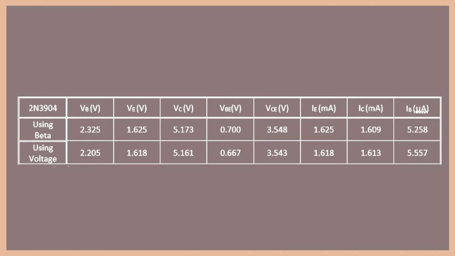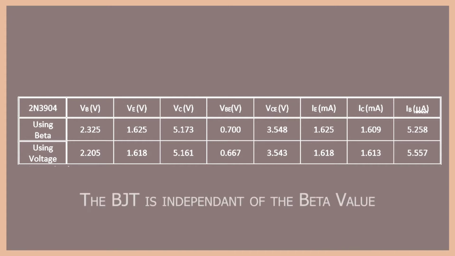As you can see, there are slight variations between the two, because when in voltage divider configuration, the BJT is not dependent on the beta anymore. So when using the beta value, the calculated values will not be as accurate anymore.